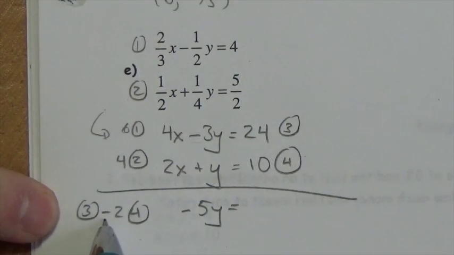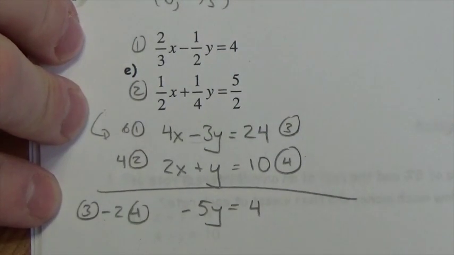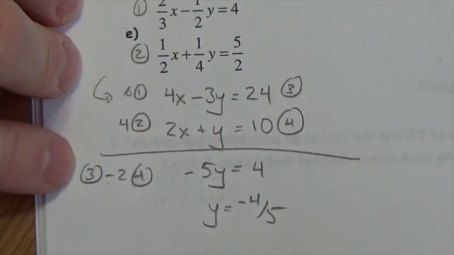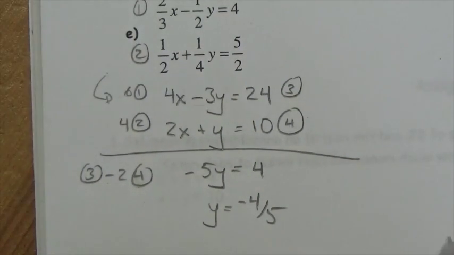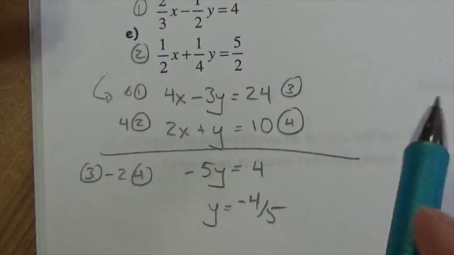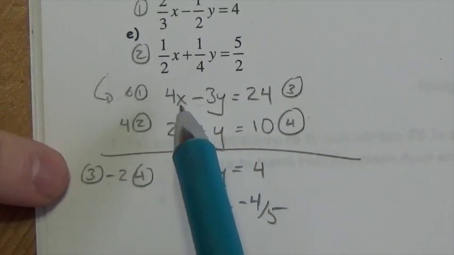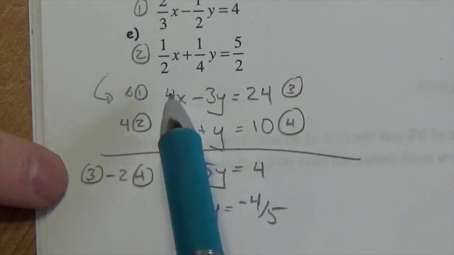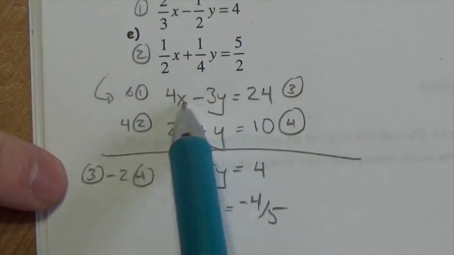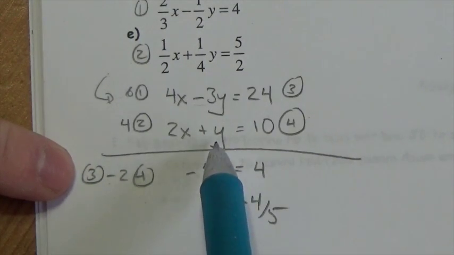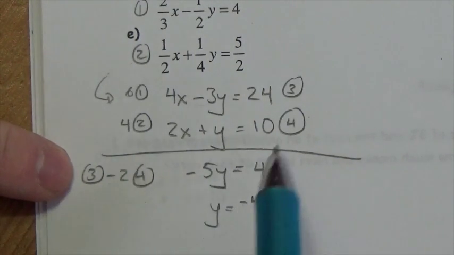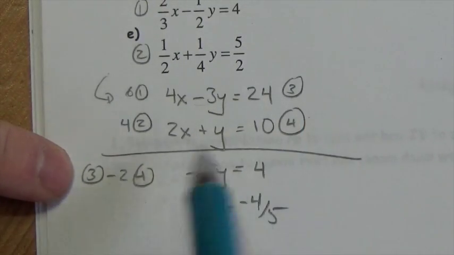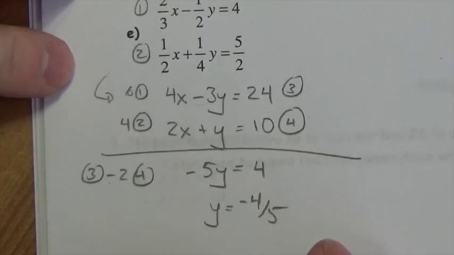24 minus 2 times 10. So 24 minus 20 is going to be 4. And when I divide, I get y is equal to negative 4/5. Whoops, sorry. Okay, well that's not a super pretty answer there. So let's just double check our math here. Well, 4 minus 2 times 2, so 4 minus 4, yeah, 0. Negative 3 minus 2y, negative 5, yeah. 24 minus 2 times 10, 4. Okay, so that seems to work.